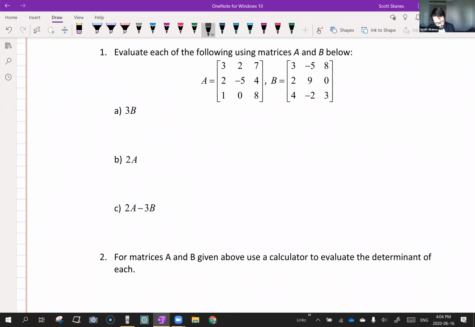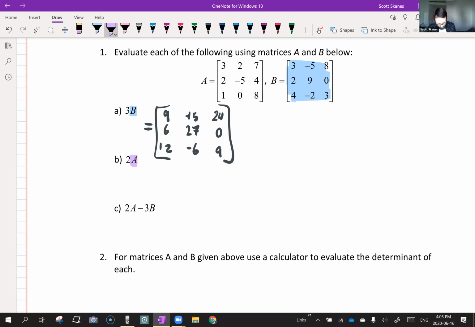3B. Okay, how do we get 3B? We take the matrix B. So for 3B, we want to multiply all of this by 3. So let's take every single element and multiply it by 3. So 9, 6, 12, -15, 27, -6. Of course, you can do this on your calculator if you want. I'm doing it in my head. 8 times 3 is 24, 0, and 9. Okay? So that's 3B. Literally just take your 3 and multiply it by everything in the matrix. Same as if you had 3 times anything.